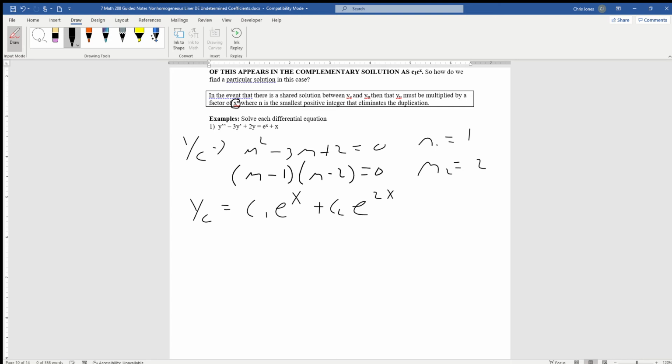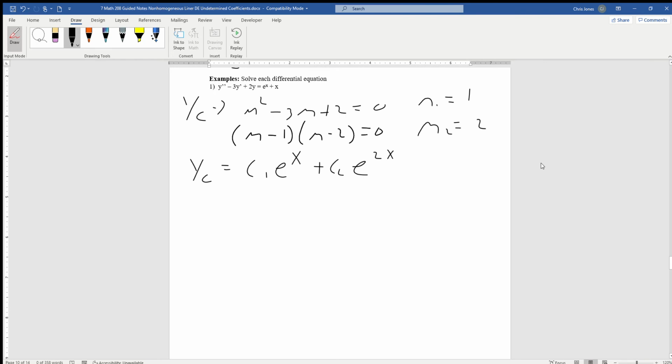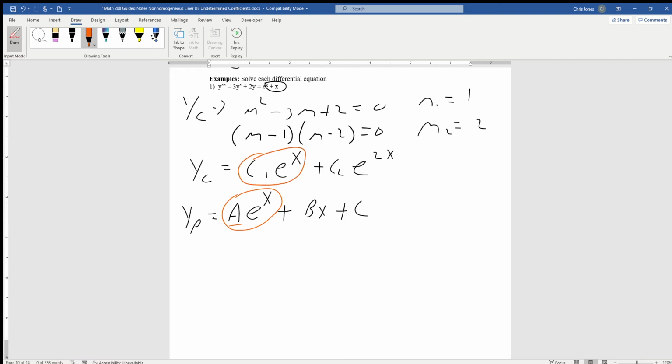Not a big deal. All right, now we're going to get a particular solution, and this is where we're going to run into difficulty, because if we were to guess a solution based on the right hand side, we might guess something to the effect of a e to the x plus bx plus c. But wait, notice that a e to the x, where a is some unknown value, even if it was known, would be the same as c1 e to the x. And so right there, that's a repeated solution that's shared. All right, so this is our shared solution.